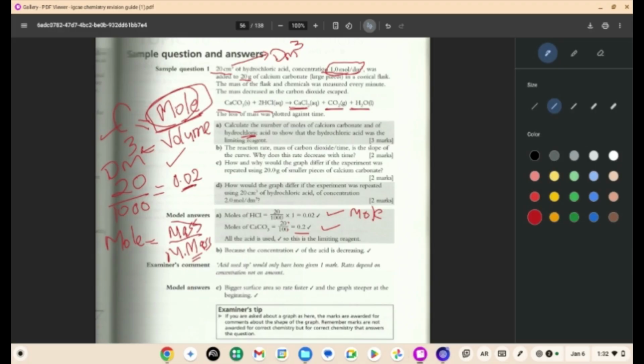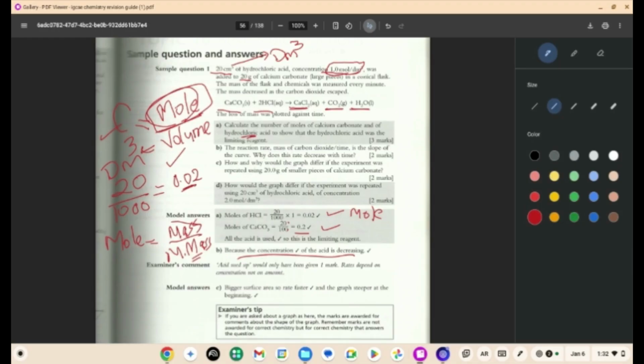Question B. The reaction rate, mass of carbon dioxide over time, is the slope of the curve. Why does this rate decrease with time? As we know, the concentration of the acid is decreasing. Why is the concentration of the acid decreasing? Because the acid is used. The acid is reacting with calcium carbonate. So that's why in question B, the rate decreases, because the concentration of the acid is decreasing.